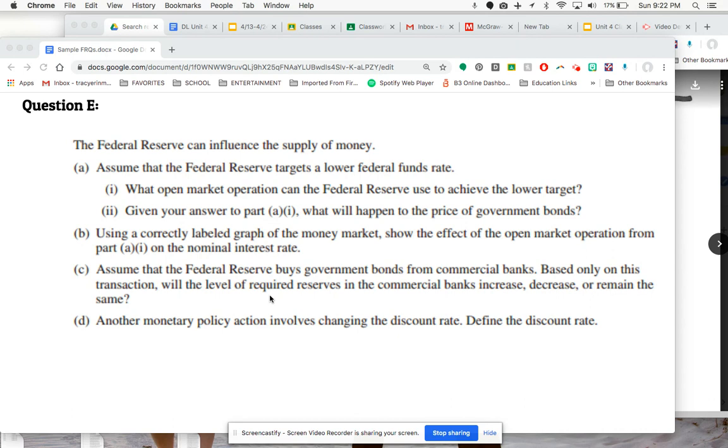Part 1 of A. What open market operation can the Federal Reserve use to achieve the lower target rate? So first of all, the biggest problem that students have with this is that they read the phrase open market operation as tool of monetary policy. And they do something like, they can lower interest rates or they can lower the reserve requirement. That's not the answer. Open market operation, if you remember from the tools of monetary policy, can only be one of two things. It's either buy or sell bonds.